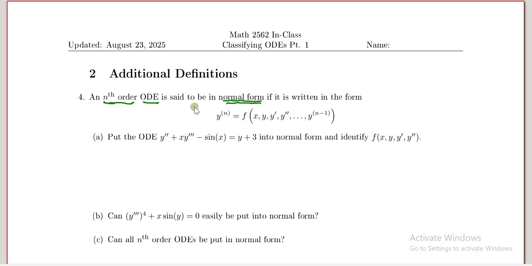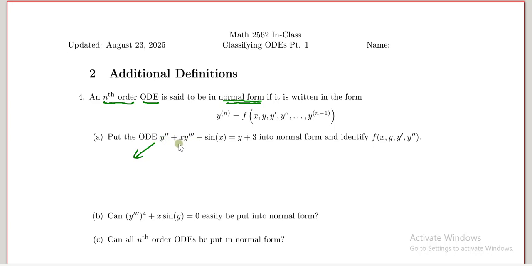An nth order ODE is said to be in normal form when it's written in the form y sub n equals something. That's the highest derivative we see here. Notice we see y prime, we see y double prime, but the highest order derivative that we see in this whole expression is n. So if you've isolated the highest order derivative term, then you're in normal form. So let's go ahead and look at this. This should give us a good intuition for this.